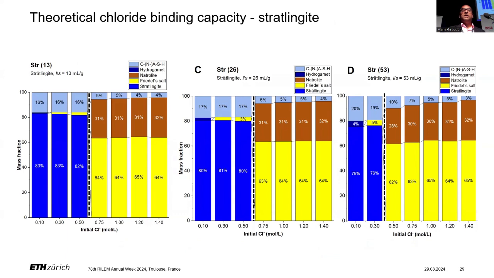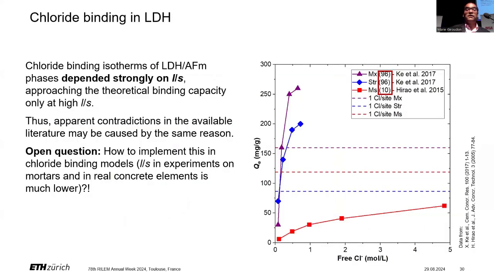Now, if you look at stratlingite, again, we see that the complete conversion of stratlingite to Friedel salt happened at much lower values when we look at the theoretical chloride binding capacity for free chloride. And this pinpoints that chloride binding isotherms of LDH AFM phases cannot be properly predicted at the moment with only thermodynamic modeling or just looking at the theoretical chloride binding capacity. They also depend strongly on the liquid-solid ratio that you employ in your experiment. And this possibly might be the reason why we have significant deviation in the available data in the literature.